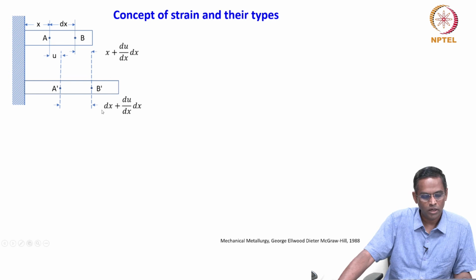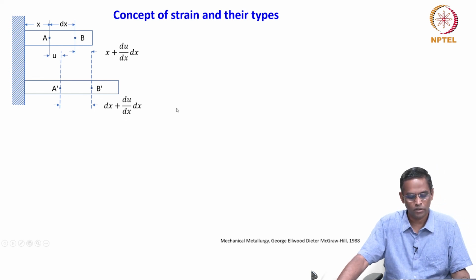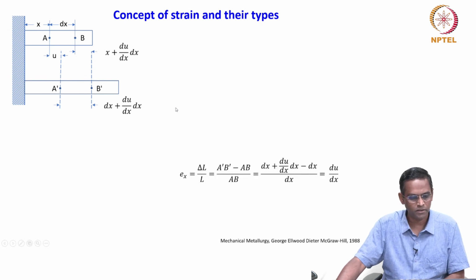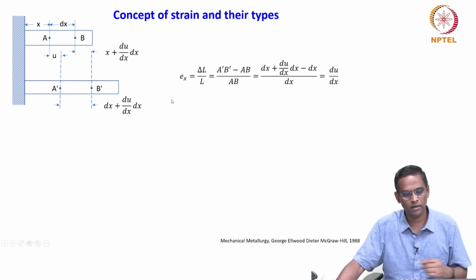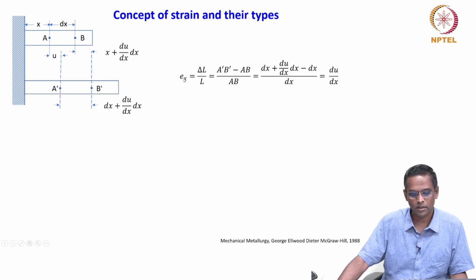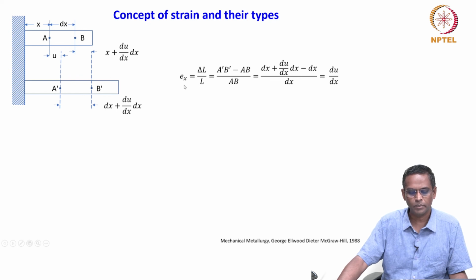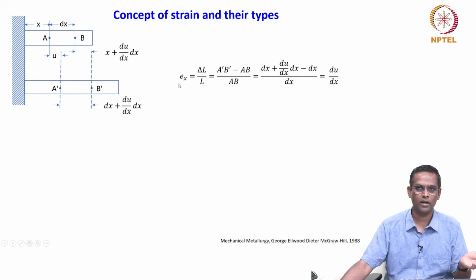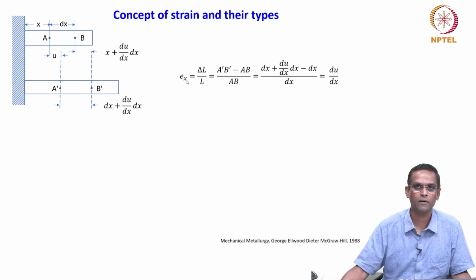So the total displacement, or the distance between A dash and B dash, is equal to dx plus du by dx times dx, right. So that is how it is represented. So for that, if you look at the linear strain, here we are talking about one direction, that is the x direction. So the linear strain epsilon x is equal to delta L by L. This is something we have just seen in the very beginning or introduction of this course: change in length by original length. So similar to that, it's a linear strain.